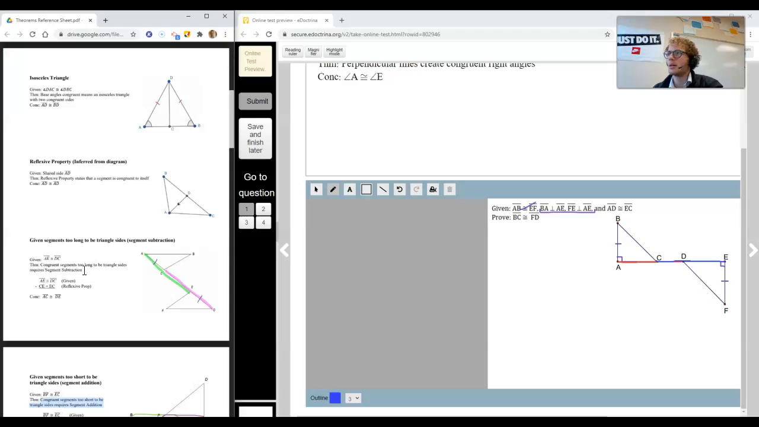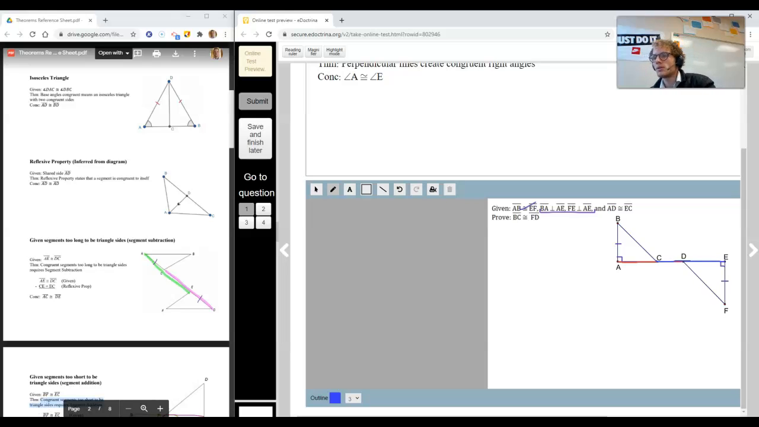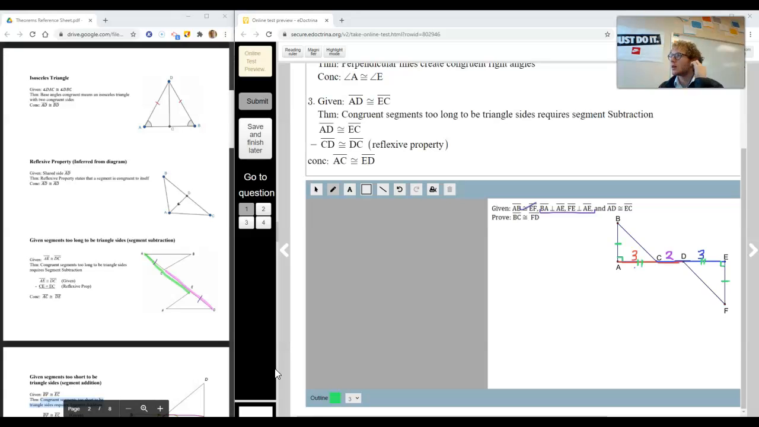So our theorem and our given we can put in our proof. Alrighty, so I've put everything here for step 3. We start out with our given, as always. We copy down the theorem that congruent segments that are too long to be triangle sides require segment subtraction. So we copy down our given, and we subtract the thing that they have in common using the reflexive property.